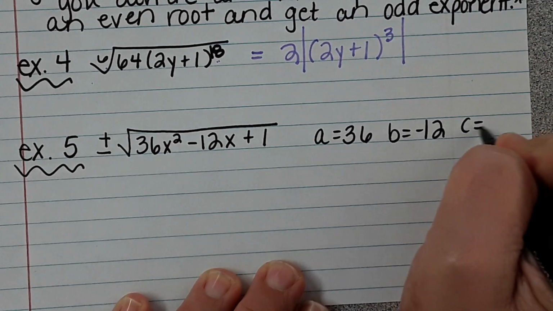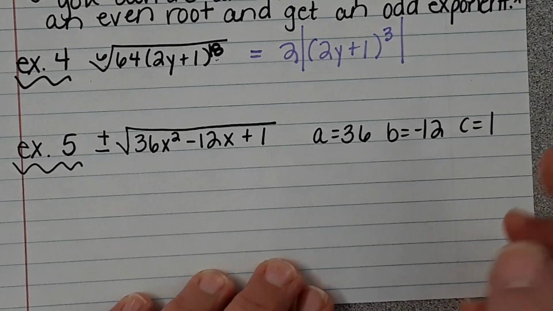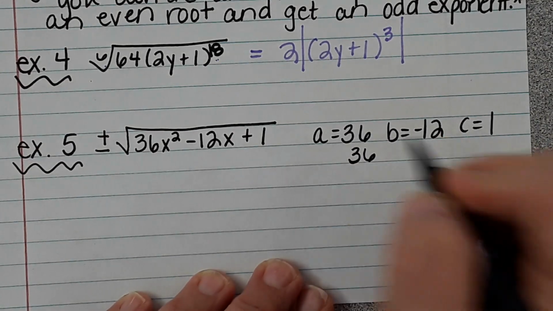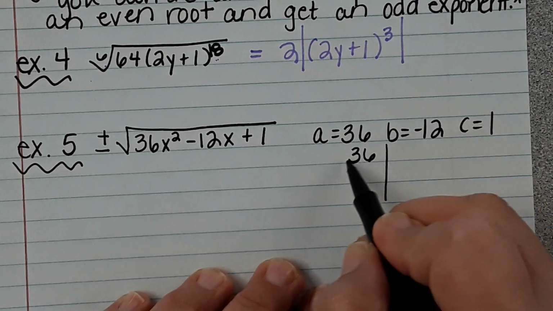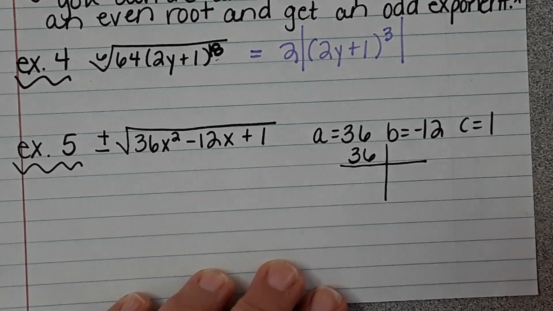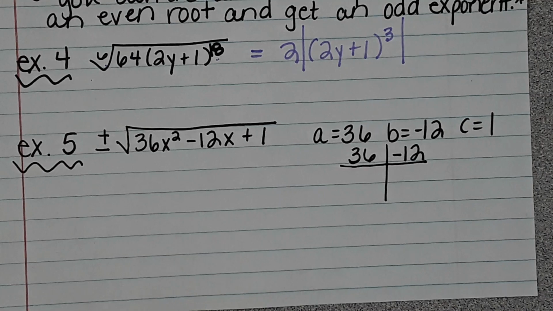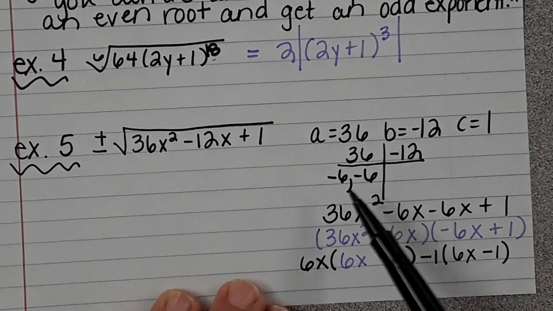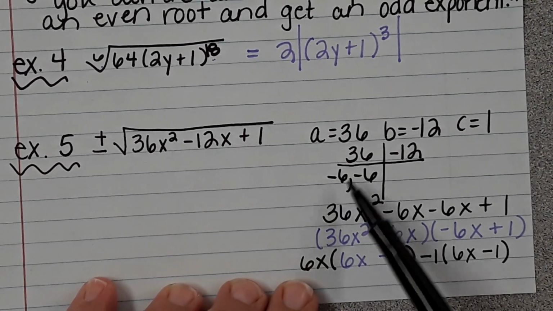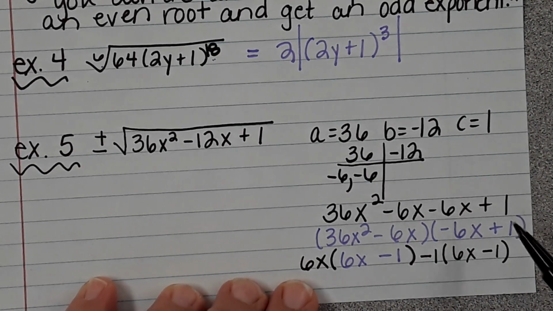What is C? Okay. Now we're going to multiply A times C, which is 36. And we're looking for two numbers that when we multiply, we get positive 36, but when we add them, we get negative 12. So what are two numbers you can multiply to get negative 12? Okay, so we found two numbers that when you multiply, you get positive 36. When you add them, you got negative 12. And we factored it. We used the grouping.